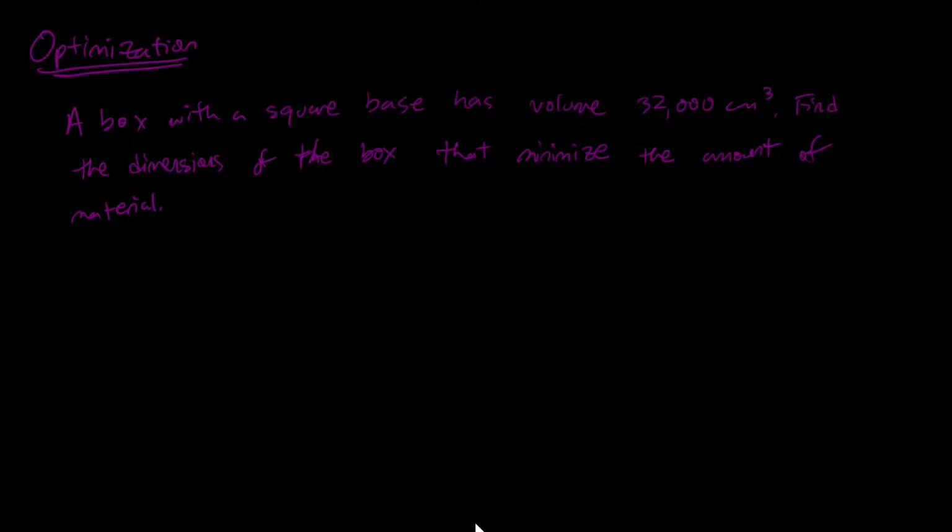Alright, so here's an example of an optimization problem. We have a box with a square base, we have a given volume of 32,000 centimeters cubed, and what we want to do is find the dimensions of the box that minimize the amount of material. Hopefully you can see that this is a max or min question because they use the word minimize. So I have a process that, if you follow, will help demystify, just like with related rates, some of the challenge of these optimization problems.